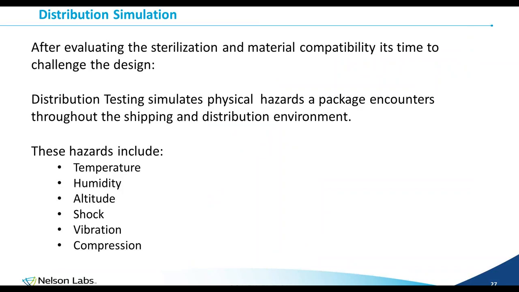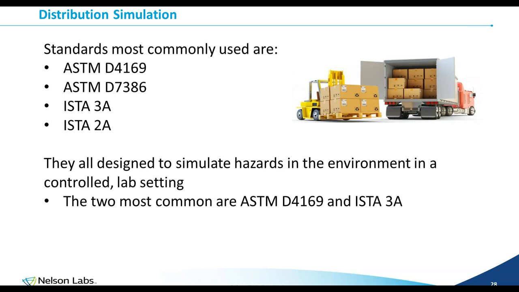After evaluating the sterilization and material compatibility, it's time to challenge the design. Distribution testing looks at hazards such as temperature, humidity, altitude, shock, vibration, and compression. The most commonly used standards are ASTM D4169, ASTM D7386, ISTA 3A, and ISTA 2A. The ones recognized by both ISO 11607 and the FDA are ASTM D4169, D7386, and ISTA 3A. The most commonly used are D4169 and ISTA 3A. They are all designed to simulate hazards in the environment. Essentially, they take all the hazards that a package could see in the distribution environment and bring them into a lab setting for evaluation.